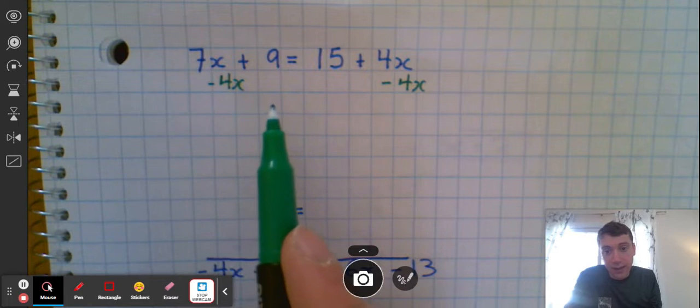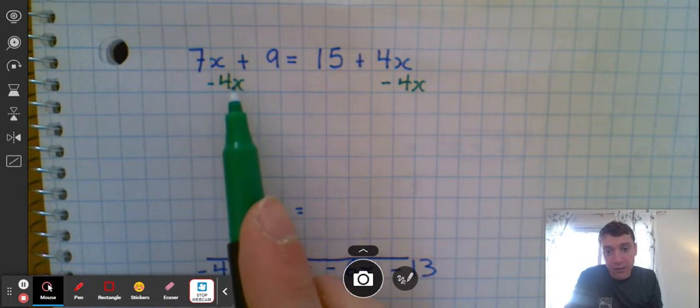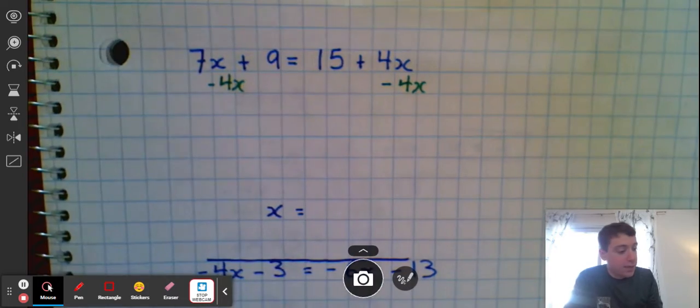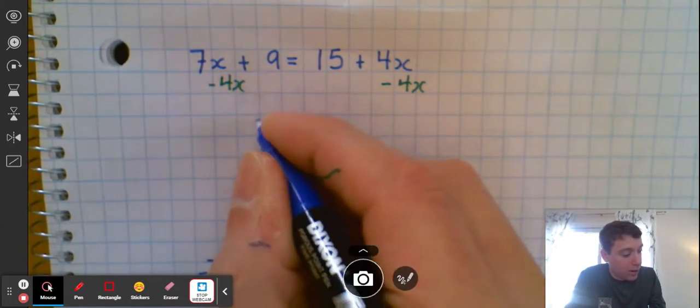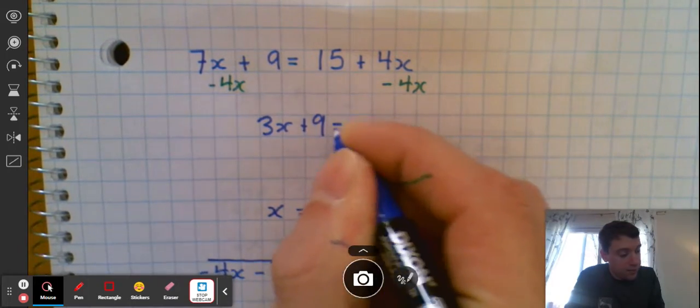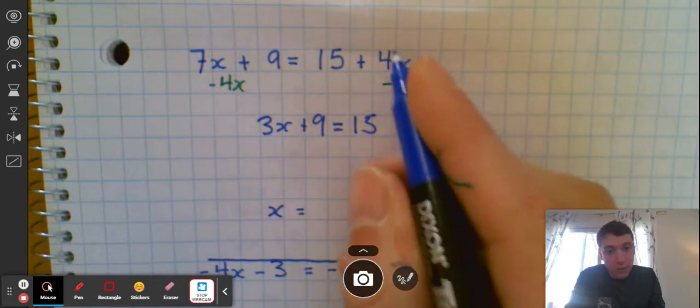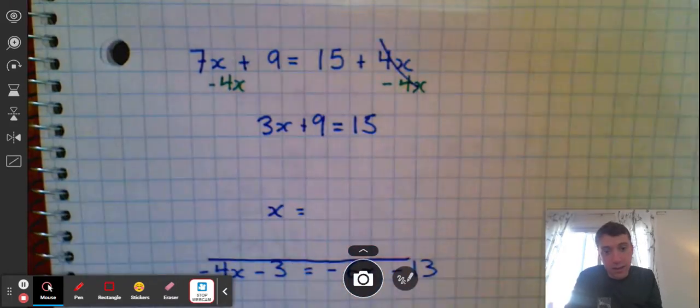Now I can collect like terms. I can't add the 9 to the 7x or the negative 4x. Those aren't alike. But I can do 7x minus 4x is 3x. And I still have plus 9. And on the right side of my equation, I still have that positive 15. But 4x take away 4x is nothing.